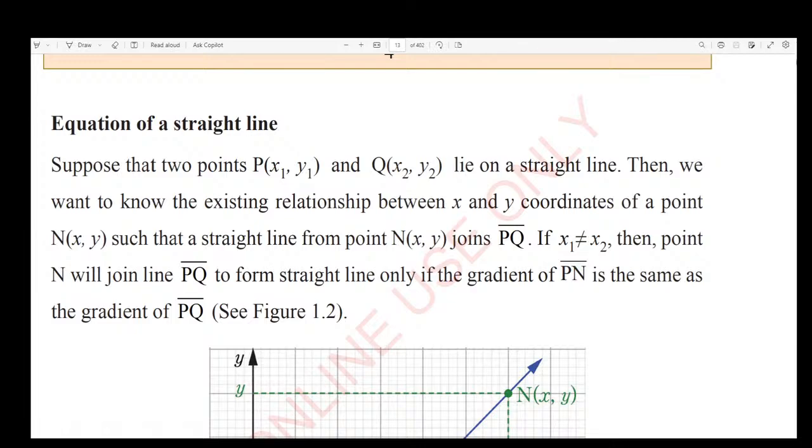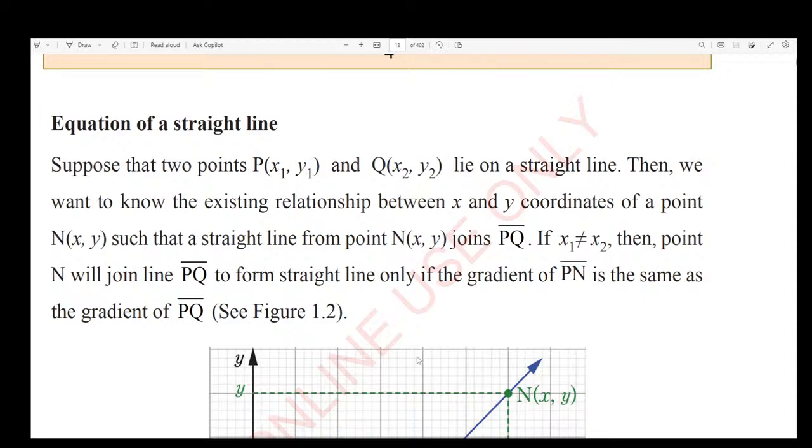Hi friends, welcome again. This is ELIMU KIGANJANI, and today we are going to continue with Form 4 topics. We are in coordinate geometry, and we are going to start equation of a straight line.